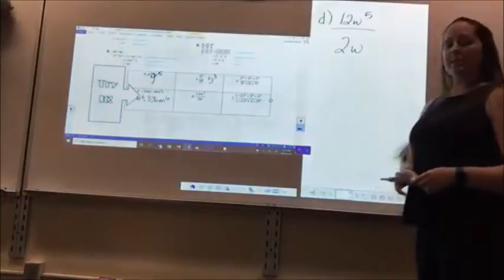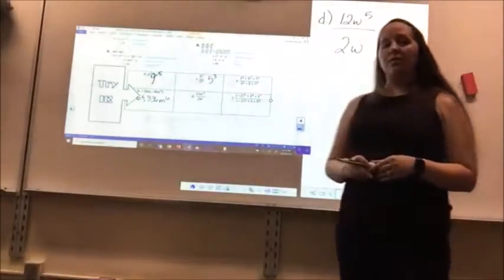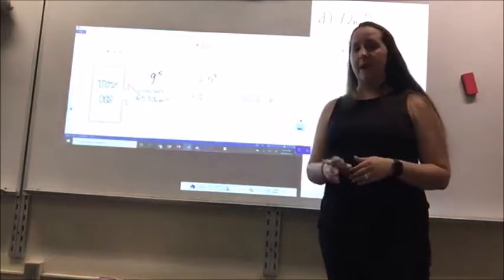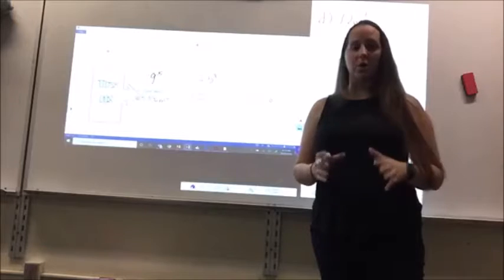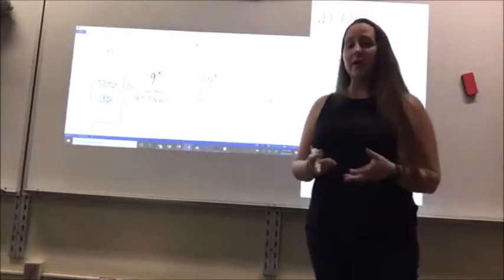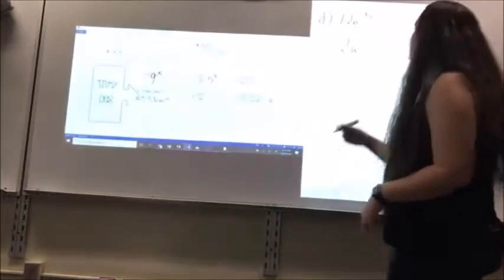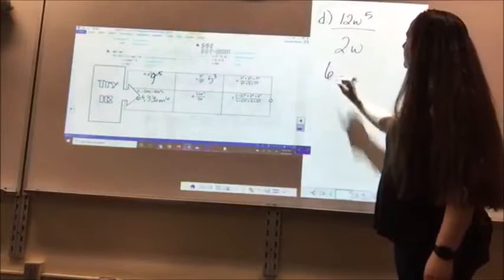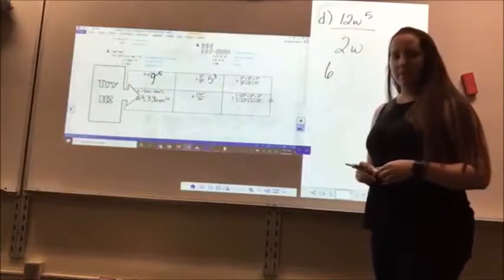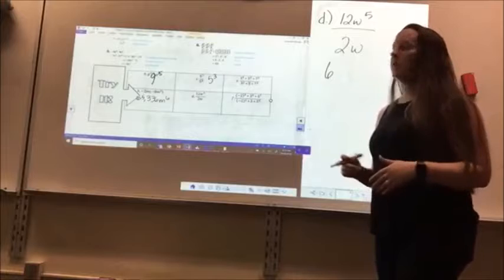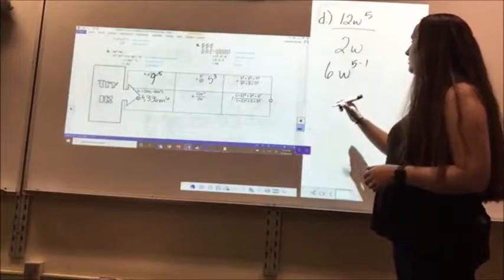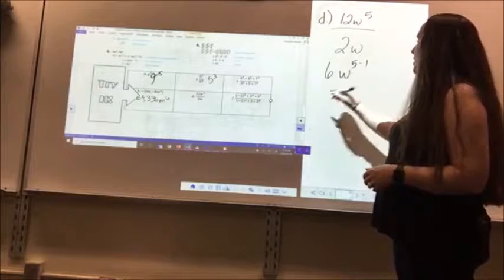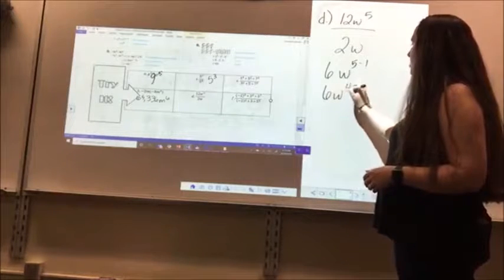All right, letter D. Letter D says 12w to the 5th power divided by 2w. So I want to go ahead and deal with the coefficients first. 12 divided by 2 gives me 6. And then w to the 5th divided by w is really like saying w to the 5 minus 1. And 5 minus 1 is 4. So I get 6w to the 4th power.